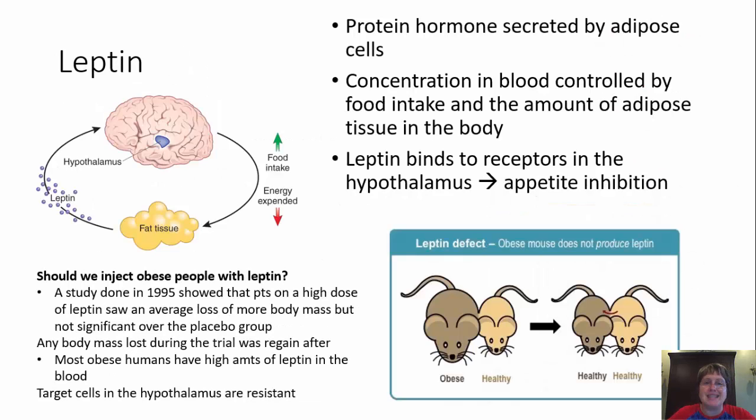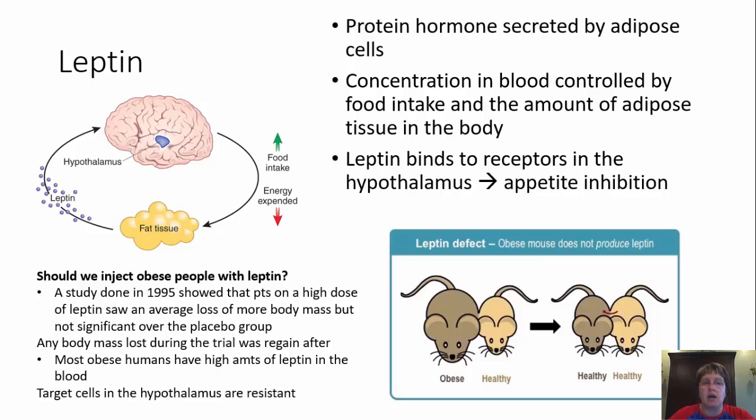All right, another hormone is leptin. Leptin is a protein hormone that's secreted by your fat cells or adipose cells. And the concentration in your blood of leptin is controlled by the amount of food or the type of food that you intake and the amount of fat tissue or adipose tissue in your body. So as leptin binds to receptors in the hypothalamus, this will cause appetite inhibition. So the more leptin you have in your body, that will then trigger the hypothalamus, or react with the hypothalamus, and then cause you to stop eating.